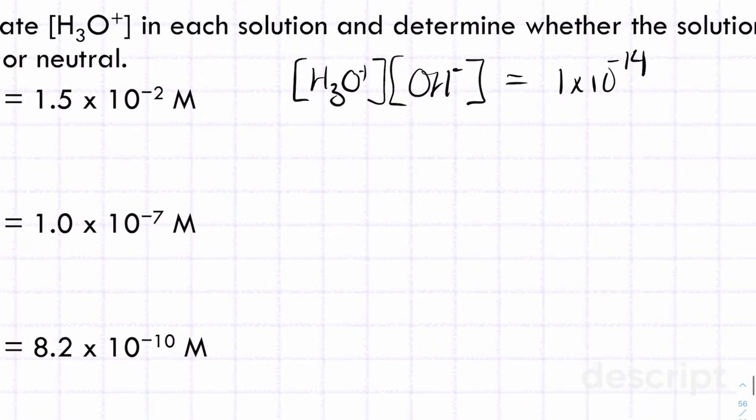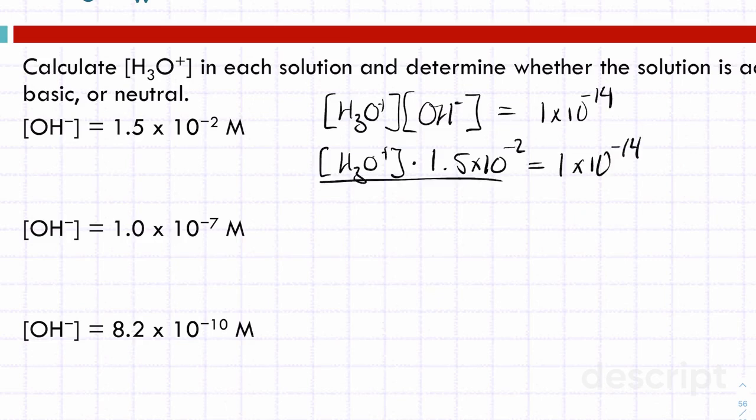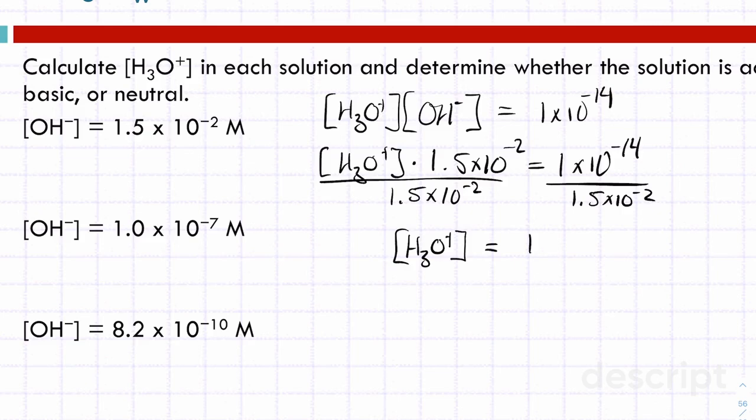Yeah, here, I'll do it over here and show you the algebra. So the H3O plus concentration is what we want to know. This is going to be times 1.5 times 10 to the negative 2, equals 1 times 10 to the negative 14. Divide both sides by 1.5 times 10 to the negative 2. So then H3O plus is 1 times 10 to the minus 14 over 1.5 times 10 to the negative 2.